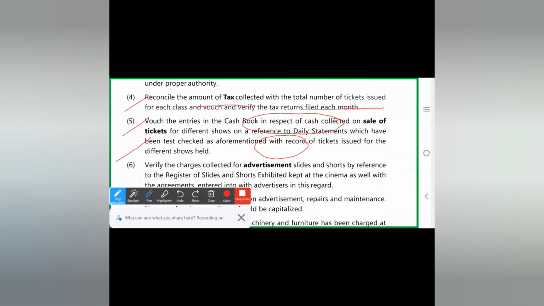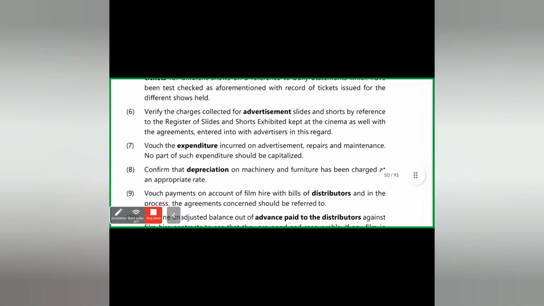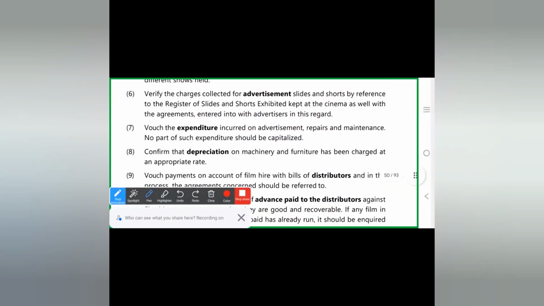Reconcile the amount of tax collected with the total number of tickets issued, vouching the entries in respect of cash collected on sale of tickets for different shows by reference to the daily statement, which has been test checked carefully, and verify the charges collected for advertisement slides.